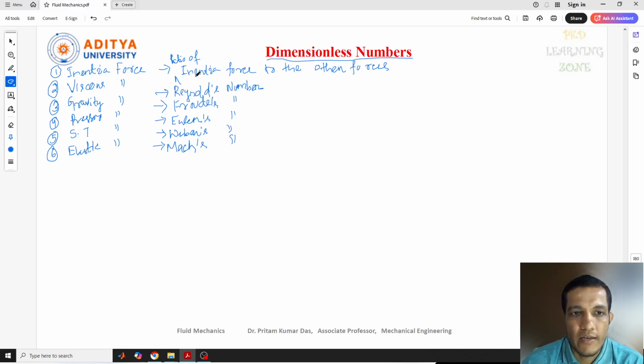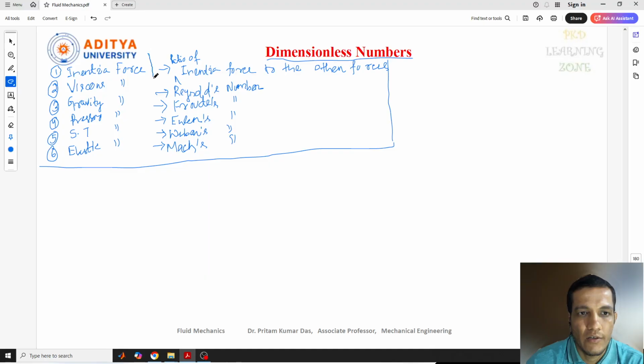As I told you, the ratio of inertia force to the rest of the forces needs to be considered to identify these numbers. So these are the dimensionless numbers. The first one is the Reynolds number. The Reynolds number is the ratio of inertia force to the viscous force. We have already discussed the Reynolds number a number of times, but still let me write it here.